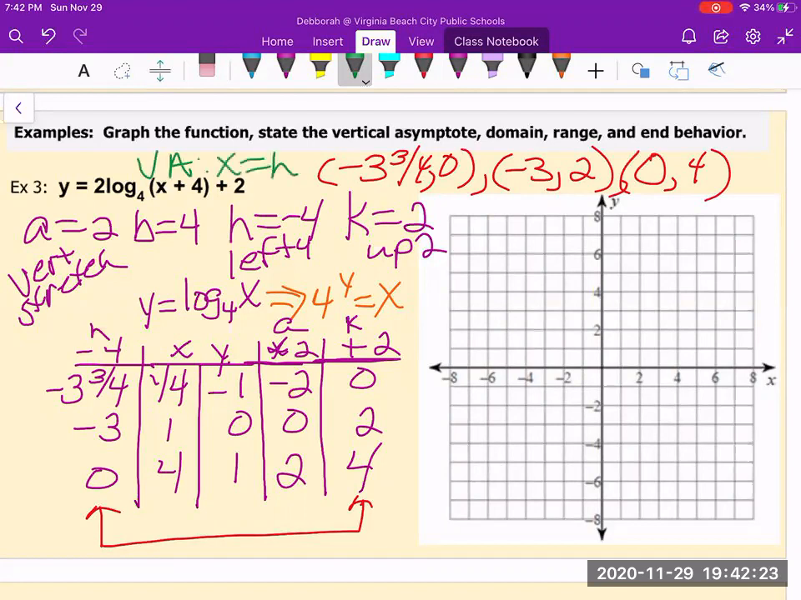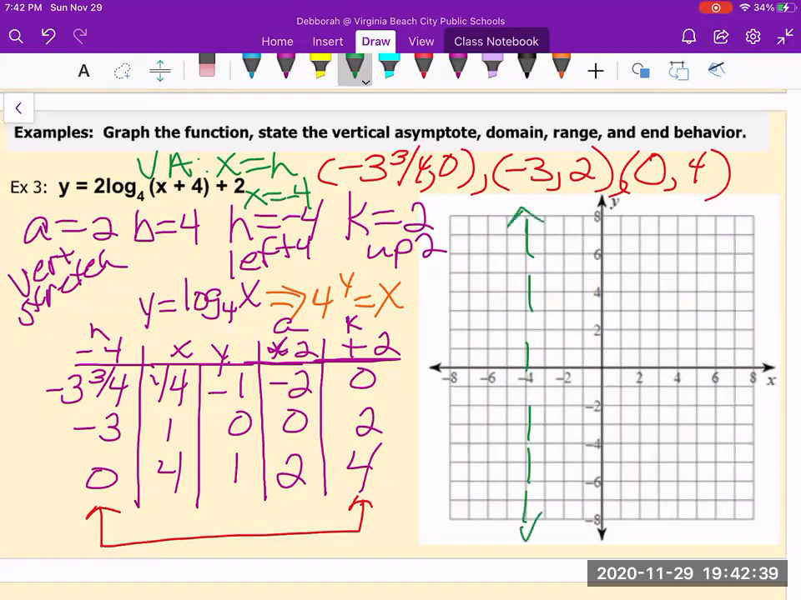So in this case, it will be x equals negative 4. So let's go ahead and draw that in. It's always good to have our asymptotes drawn. It gives us some kind of guidance as to what our graph is going to look like.